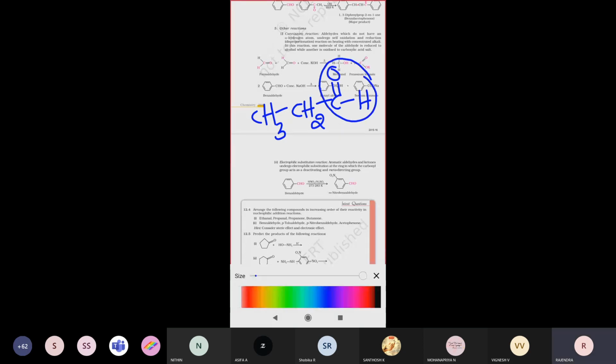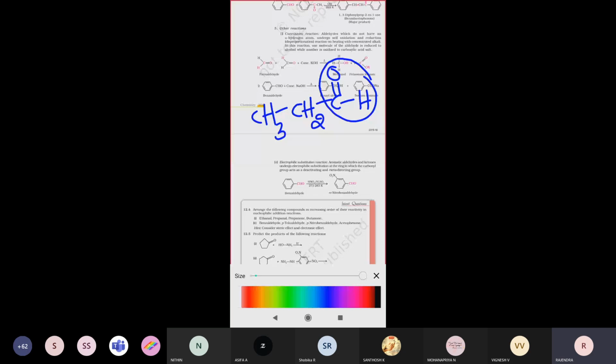An alpha carbon atom looks like this: CH3, CH2, C double bond O-H. This is the functional group. The carbon adjacent to the functional group is called the alpha carbon atom, and this is the alpha hydrogen. The carbon adjacent to the alpha carbon is the beta carbon, and if a further group is there, that is the gamma carbon. That is how we call them.